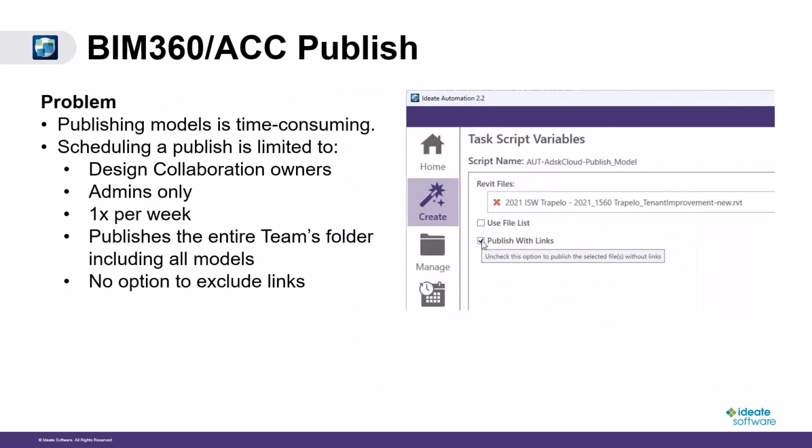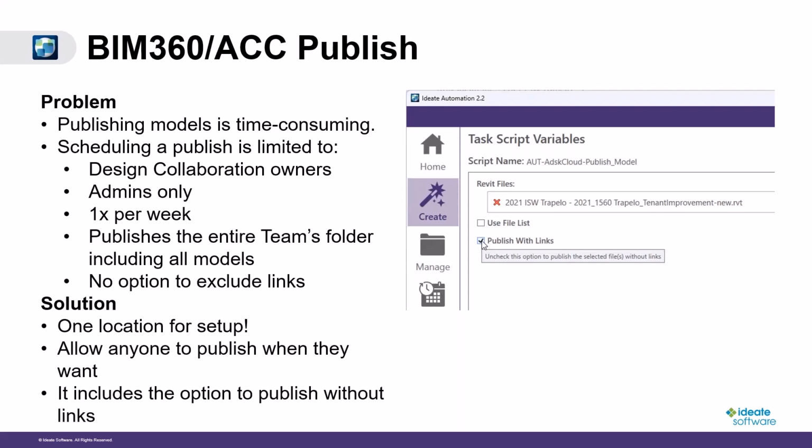If you do the integration, what's nice is you can also publish Revit models. Currently, Autodesk is only allowing you to do this one time per week, and you need to have administration rights. And there's no option to exclude links. But with our publish to the Autodesk Construction Cloud, anyone can do it. You can do it basically every day if you'd like, and you can include or not include links. So there's a lot more robust functionality there.